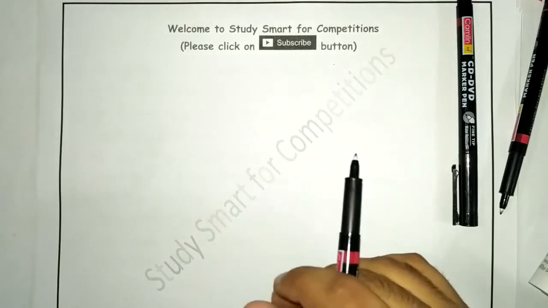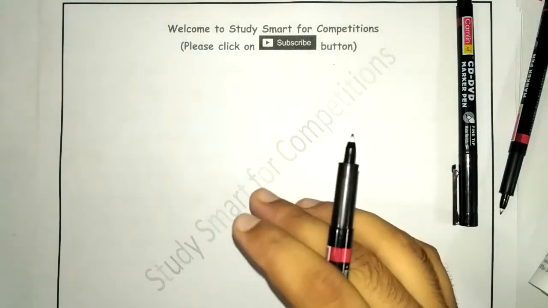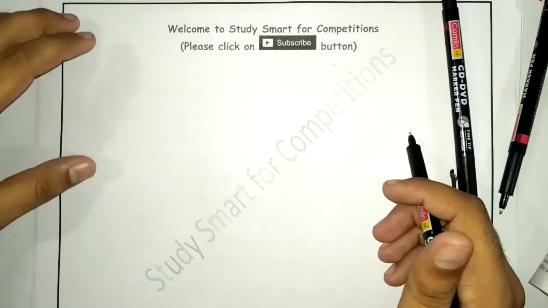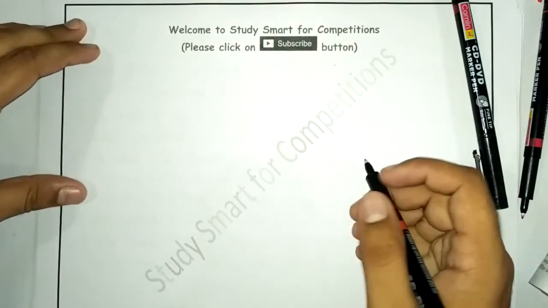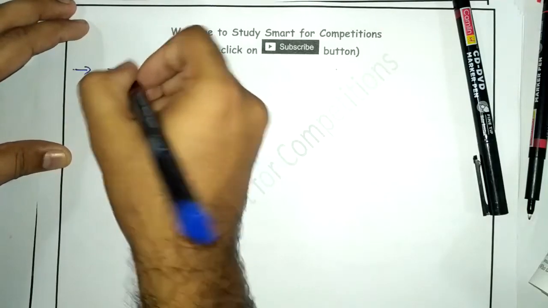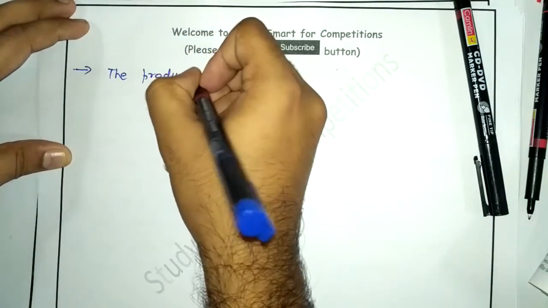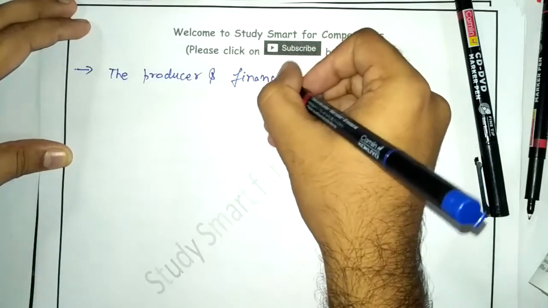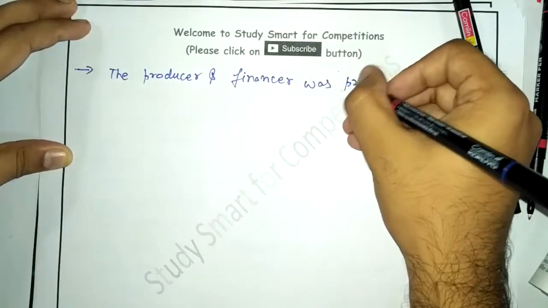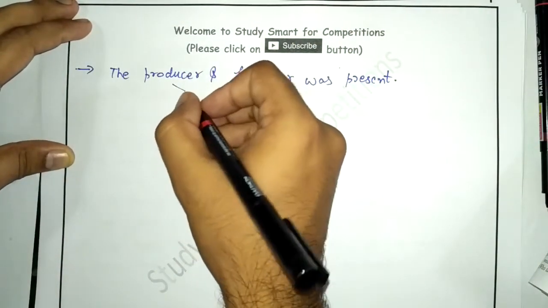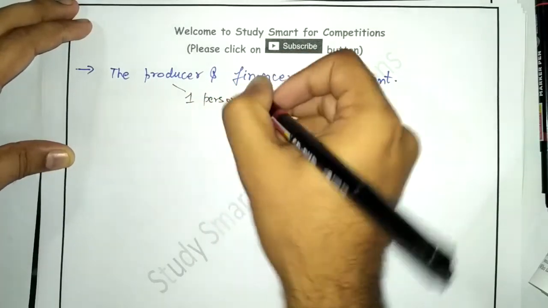So going ahead, when two or more persons or nouns refer to one person. Let me explain with an example. Let's say, the producer and financer was present. That means they both are referring to one person only.